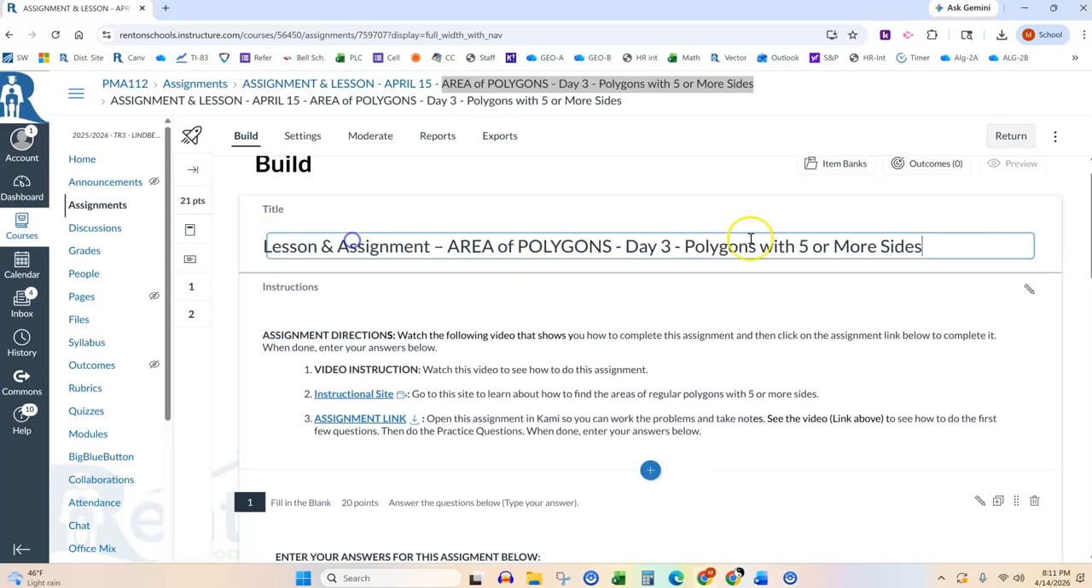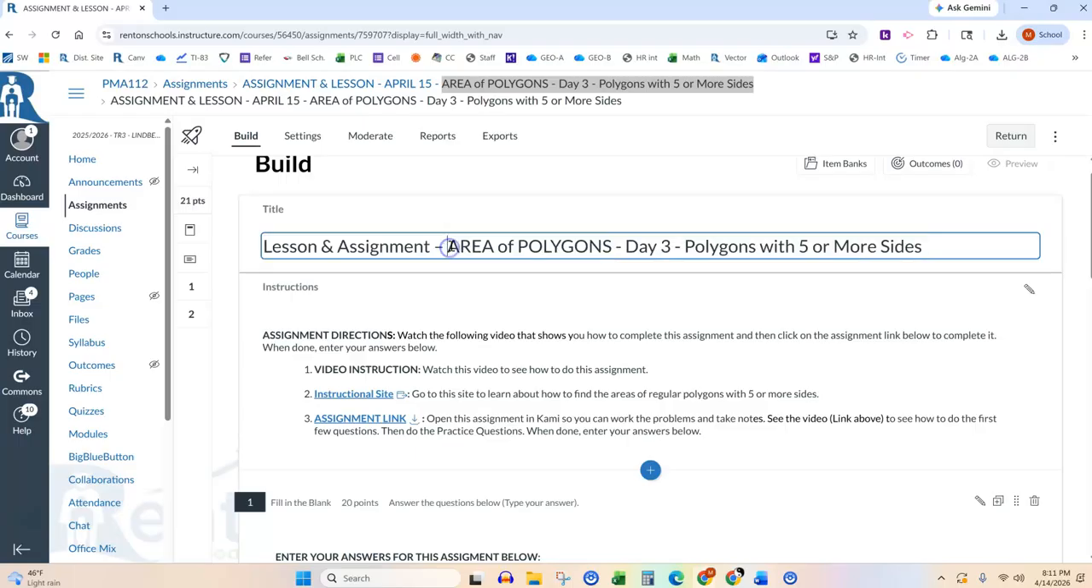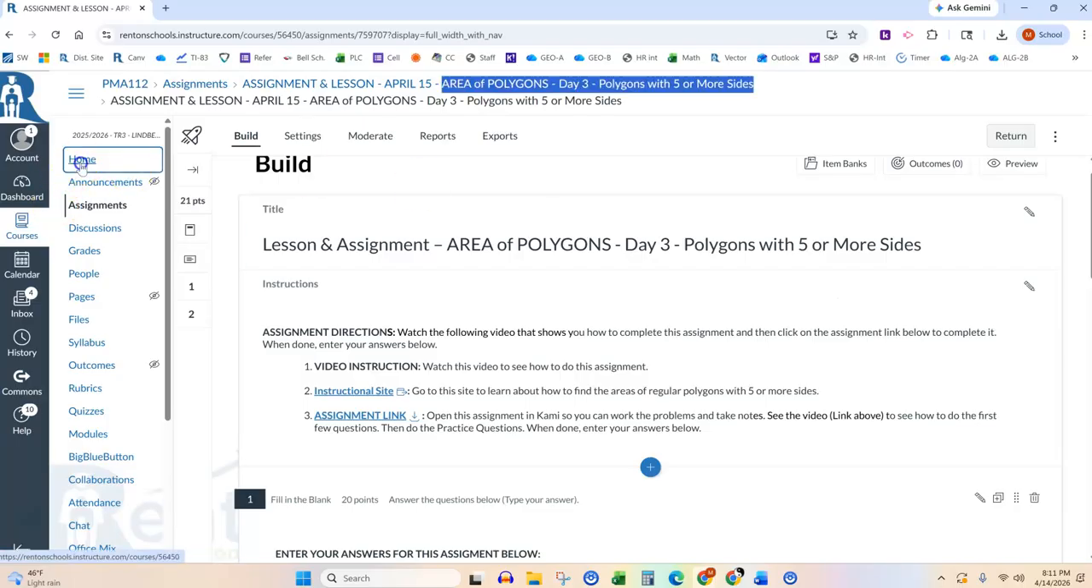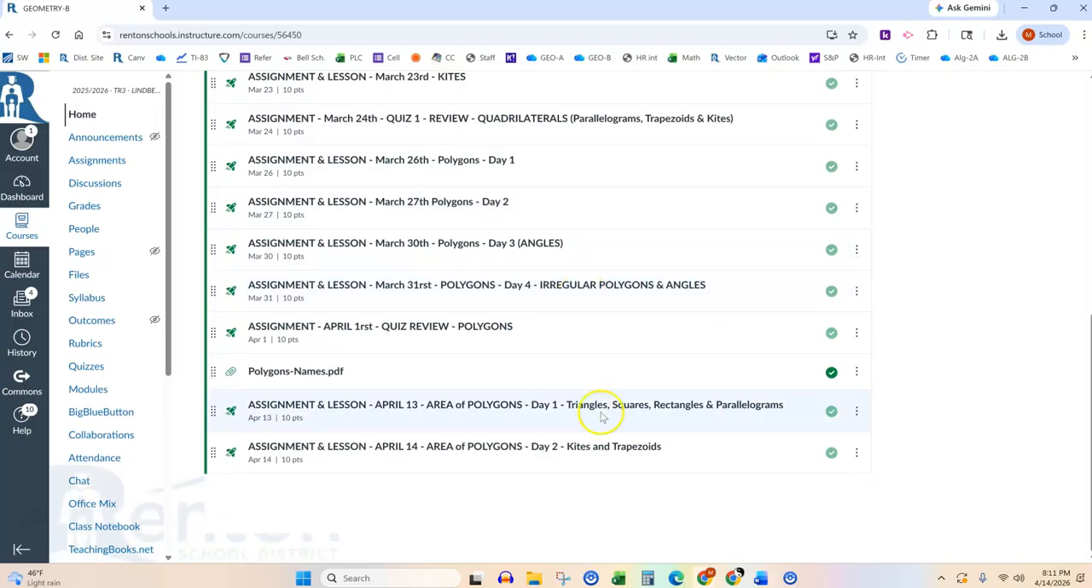Hello, today we are learning about this lesson, area of polygons with 5 or more sides. So we know how to do triangles, squares, rectangles before, right? This is what we did before: triangles, squares, rectangles.